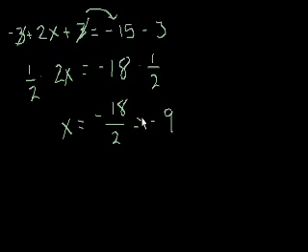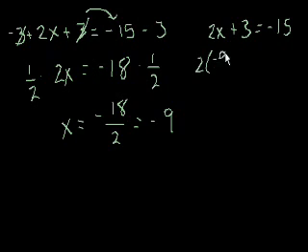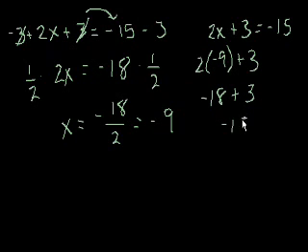Let's do another problem. Actually, if we want to check it, we could say, well, the original problem was 2x plus 3 equals minus 15. So we could say 2 times minus 9 plus 3. 2 times minus 9 is minus 18 plus 3. Well, that's equal to minus 15, which is equal to what the original equation said. So we know it's right. That's the neat thing about algebra. You can always check your work.